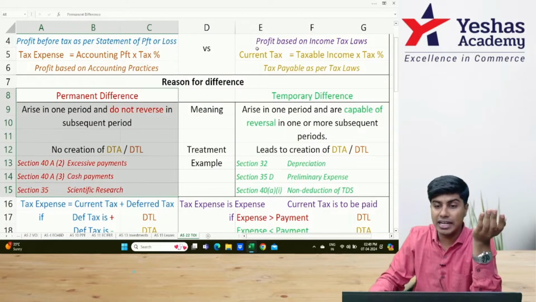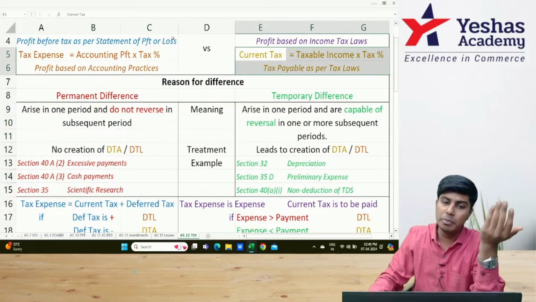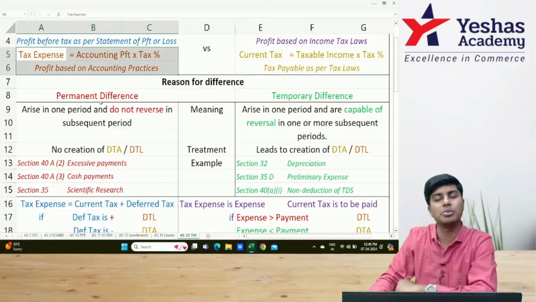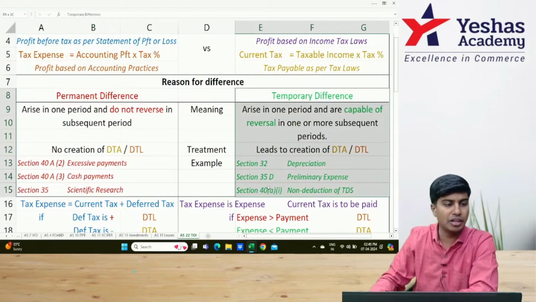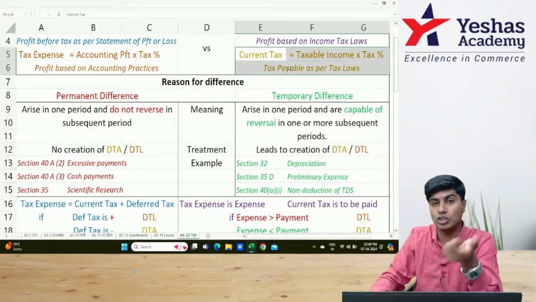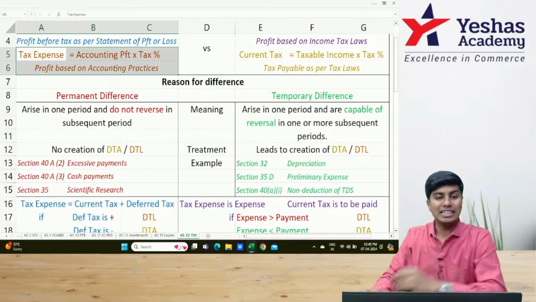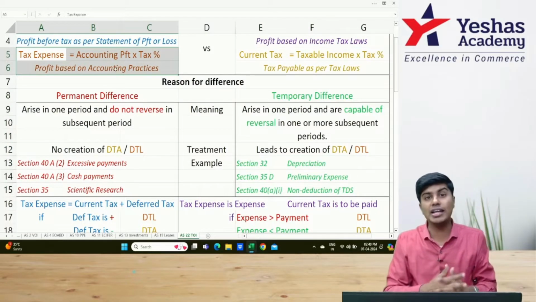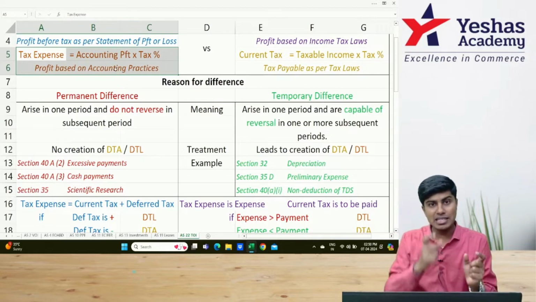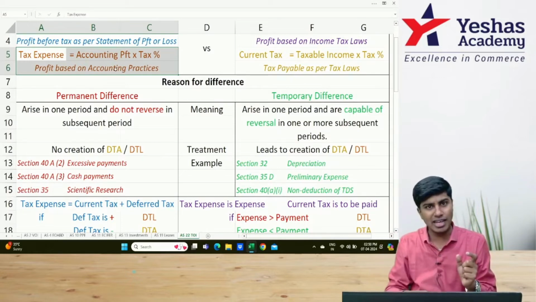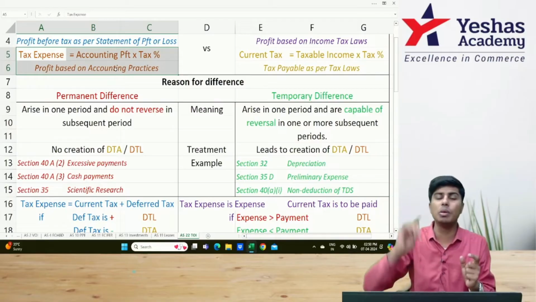Whatever is our current tax as per income tax will be accepted to be tax expense and it will be charged to P&L account. However, if the difference is because of temporary difference, the difference arising between our current tax to be paid and tax expense will be booked as deferred tax. Tax expense, what we charge on accounting profit, is what is paid this year, current tax, plus what is deferred and to be paid in later years.